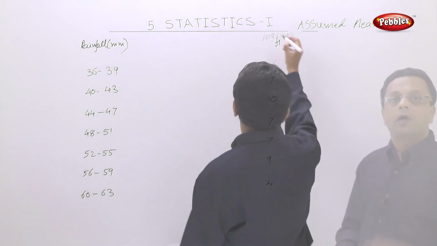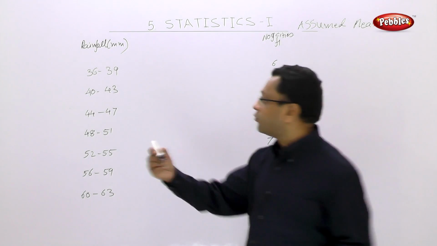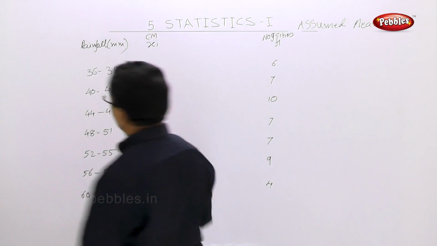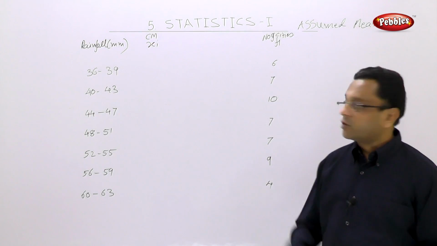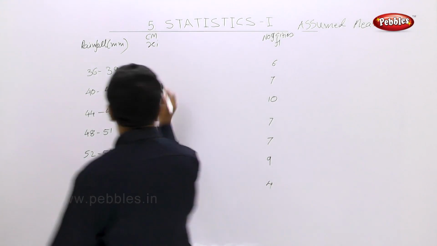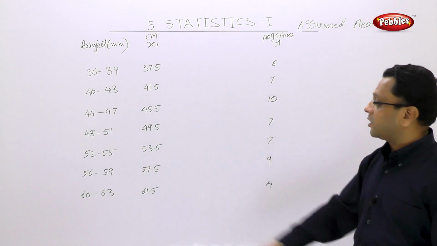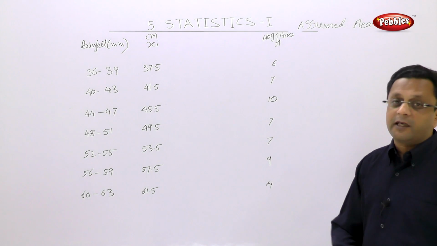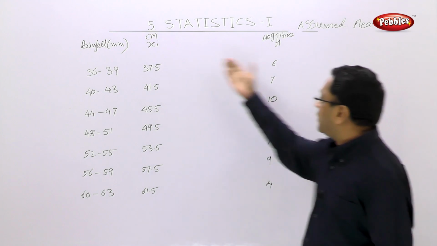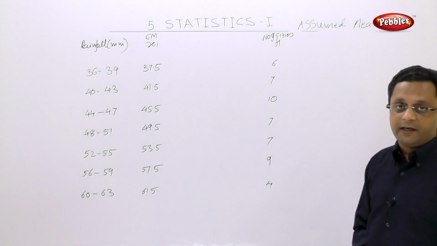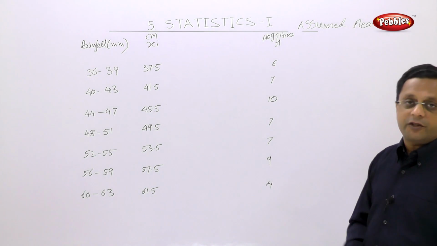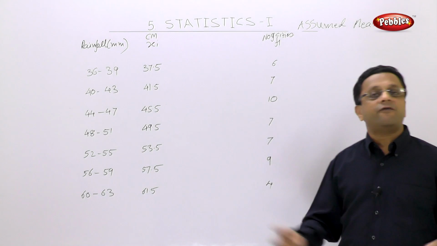Our first step is to find out the xi, the class mark. What is the class mark for this? 37.5 and so on. This is my class mark. Now, can we do this by the direct method? Definitely we can. If you find fi xi, you can definitely find x bar is equal to sigma fi xi upon sigma fi.